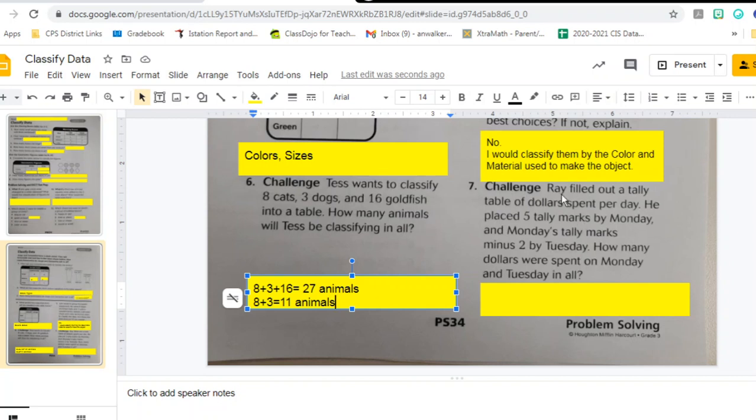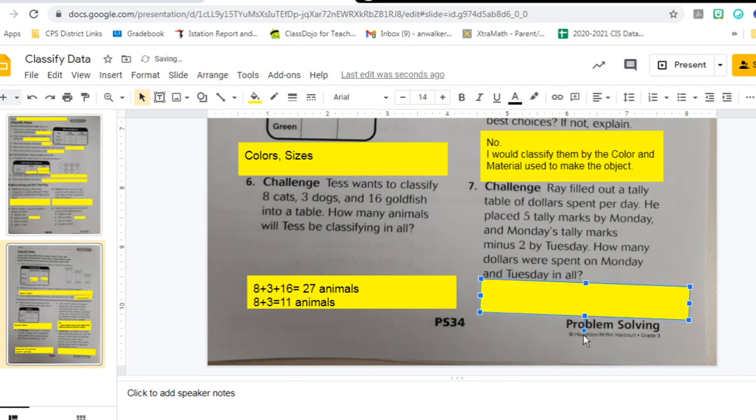Number 7. It's also a challenge question. Ray filled out a tally table of dollars spent per day. He placed 5 tally marks by Monday and Monday's tally marks minus 2 by Tuesday. How many dollars were spent on Monday and Tuesday in all? I see in all again. What did in all mean? That's right, in all means to add. So we're going to just record our data. If you're writing, it's a lot easier to write than type and figure out your tally chart there.